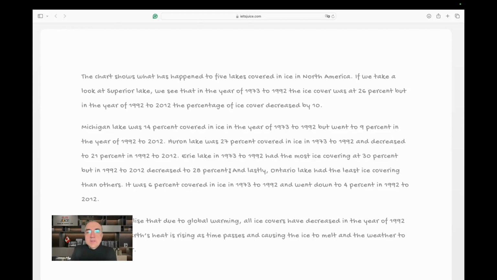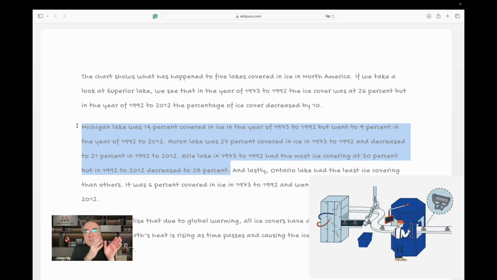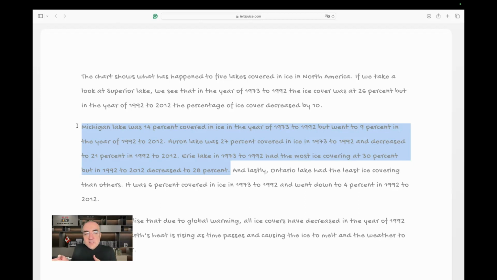This is mechanical. Look at the mechanics. Name of the lake, what it was in the first period, what happened, which is in 100% of the cases decreased, to the second period. And that is basically a sentence making machine. Lake name plus numbers for the first period plus decreased plus numbers for the second period. Next lake, same structure, same structure, same structure. Repetition, mechanical repetition, sentence after sentence after sentence.